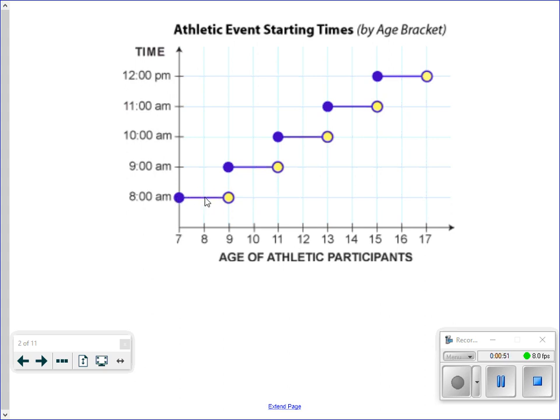7, 8, and 9-year-olds will have a starting time at 8 a.m. 9, 10, and 11-year-olds will have a start time of 9 a.m. 11 to 13-year-olds will be at 10 a.m. 13 to 16-year-olds will be at 11 a.m. 15 to 17-year-olds will be at 12 p.m.